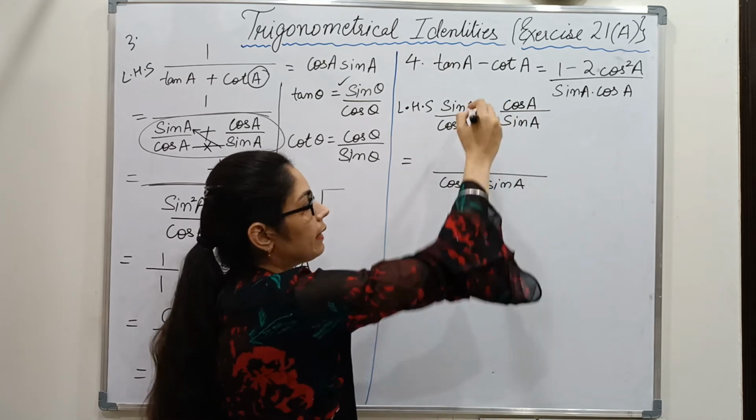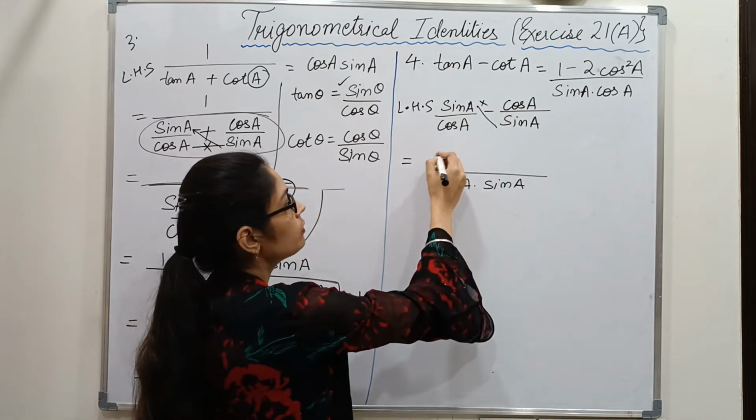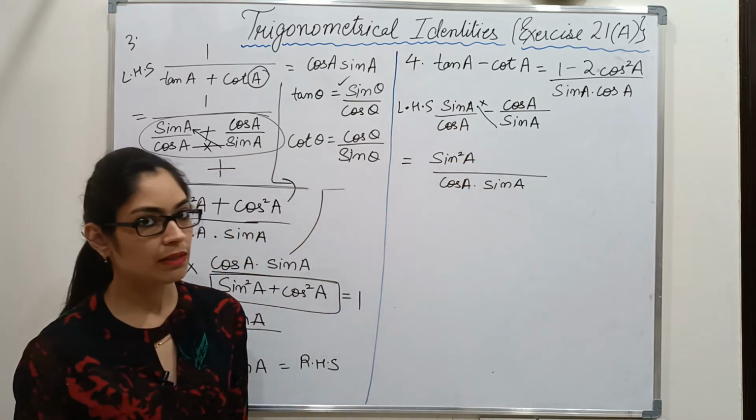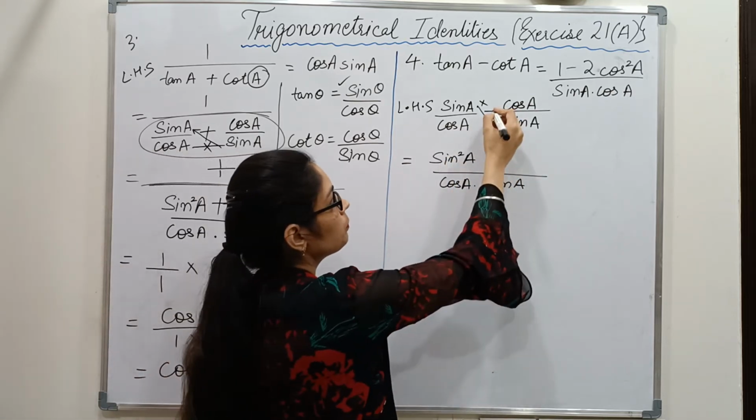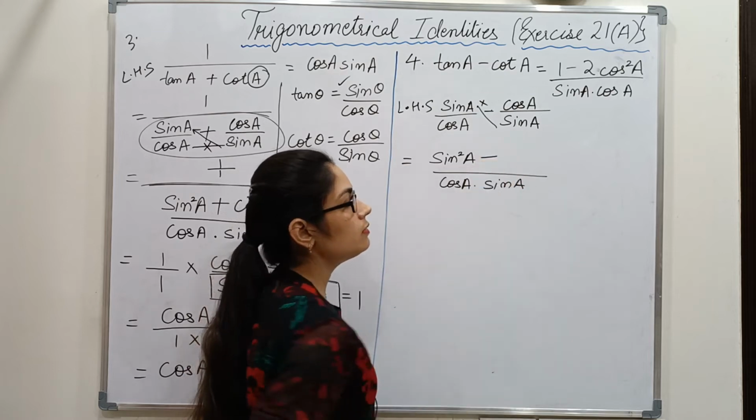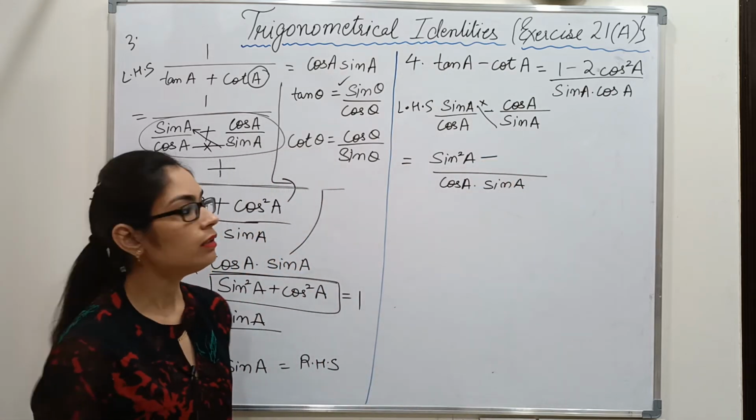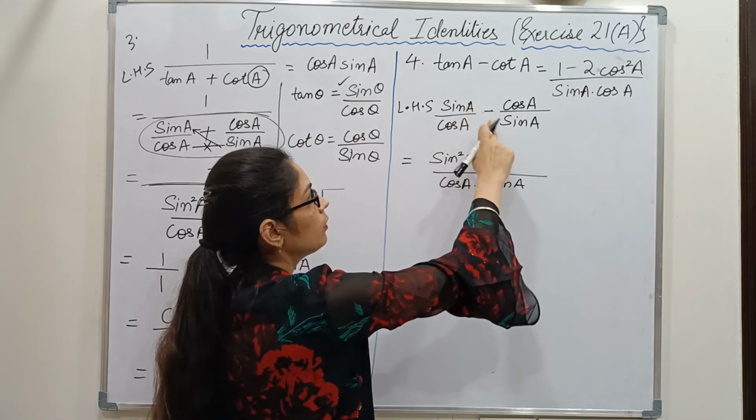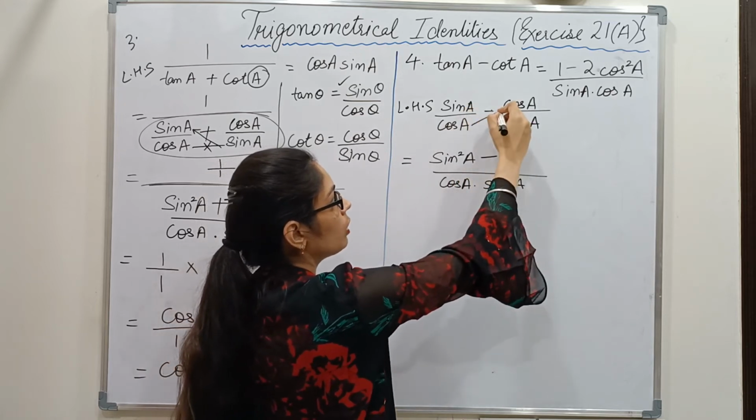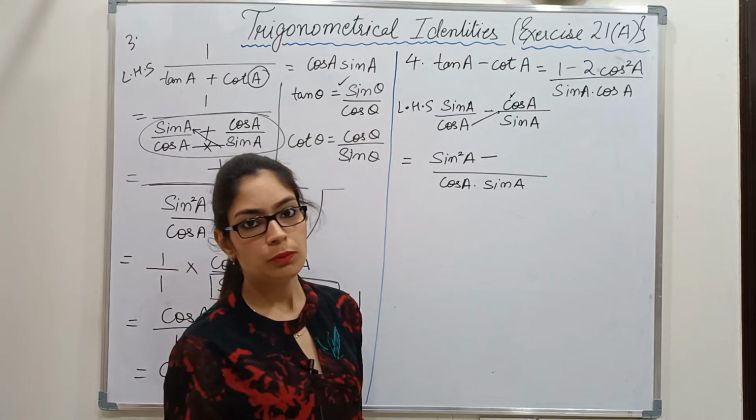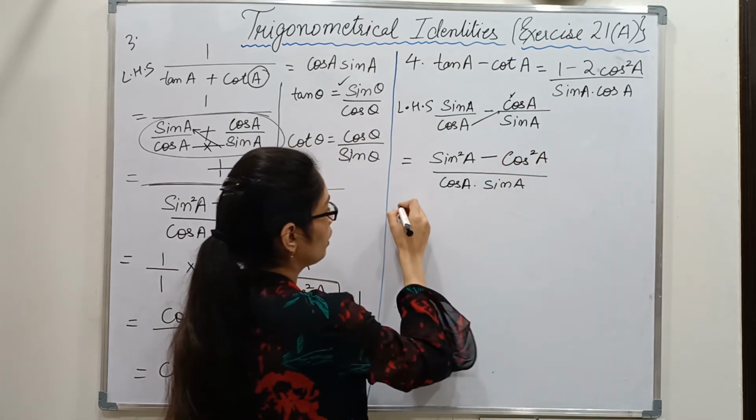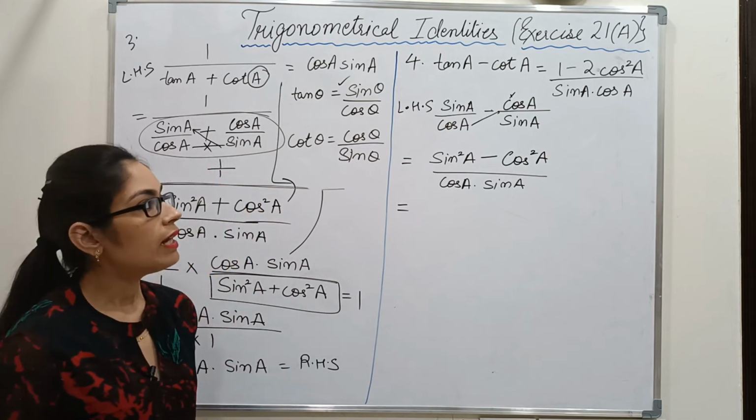This will get multiplied with this. Sin into sin, sin square A, the same thing like we did in the previous step. Cos into cos, first this minus sign as it is. Don't miss any sign. Minus sign, so I wrote minus sign. Then cos into cos, because we have to do cross multiplication. Cos into cos is cos square A. So this thing we have got.